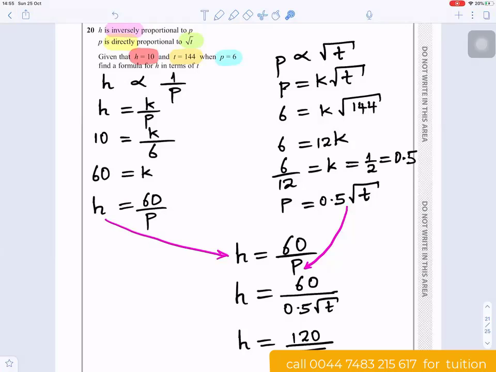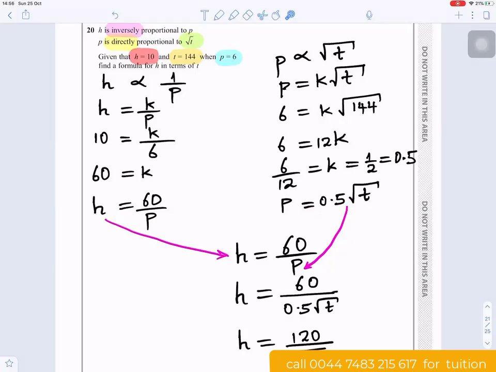Now, the second part says p is directly proportional to the square root of t, not t. So replace the proportional sign with equals and a k. So p is equal to k times the square root of t. Same as the first one, we replace the proportional sign with equals k. Now you sub in some values. p is 6 and t is 144. You solve it to find the value for k. The square root of 144 is 12, so 6 equals 12k. You divide by 12. 6 divided by 12 is k, which is a half or 0.5. So you can write the equation as p equals 0.5 root t.